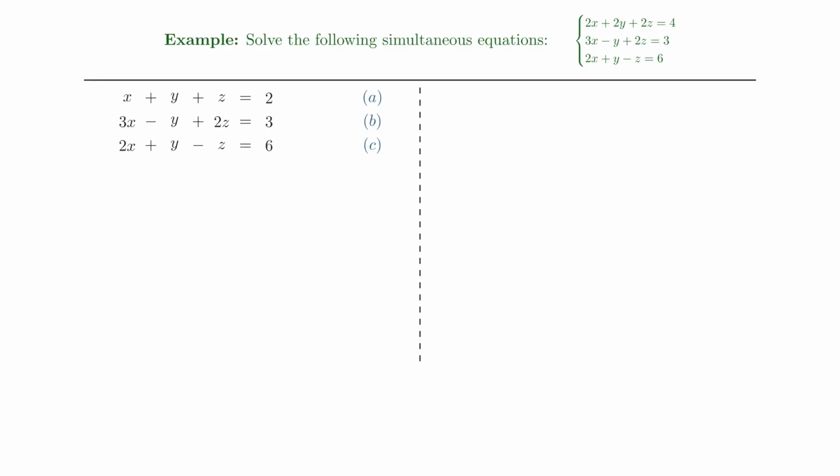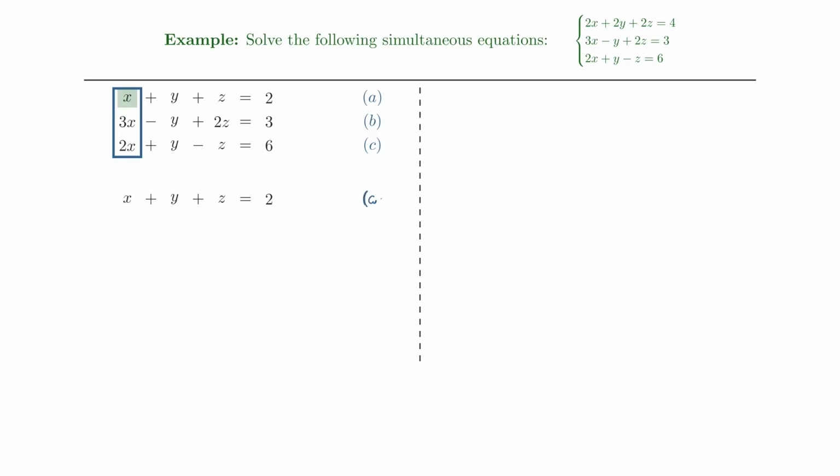So I'm taking the first equation with x as my pivot. So I want to make this the only x in that column. To do this, I'm going to subtract 3 lots of equation A from equation B and 2 lots of equation A from equation C. So rewriting equation A as it is.